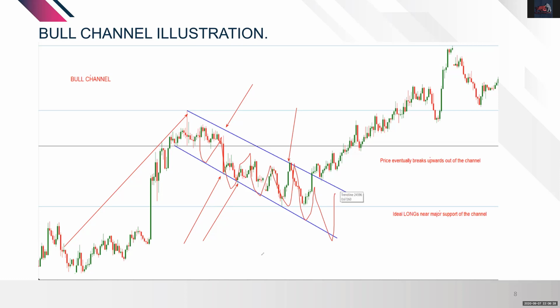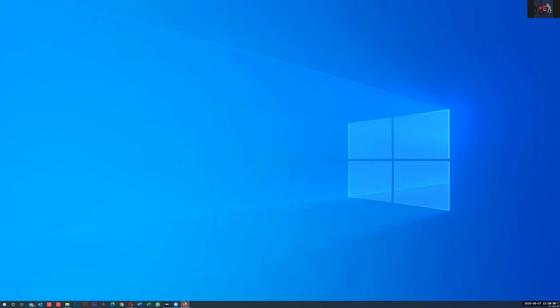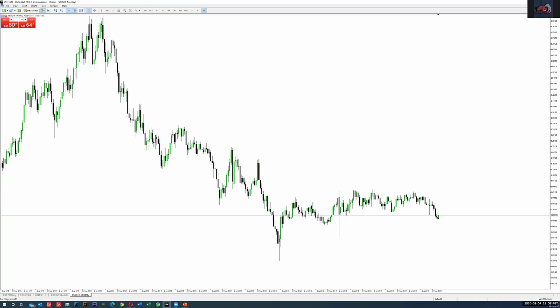It takes time. So now I'm going to highlight to you, on British pound before we wrap up. I think we had a bear channel on British pound. Let me just share the MT4. Where's my MT4? Just hold on a sec. I need to share my screen.